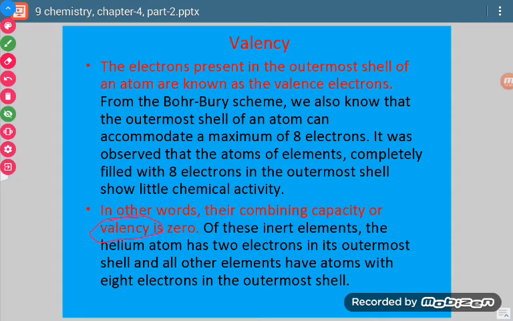We have known till now what is valence electron. Now what is valency? Valency is the combining capacity of an element. If a particular element can combine with two other atoms, then we will say its combining capacity is 2. Now what will decide the combining capacity? Combining capacity is decided by valence electrons.